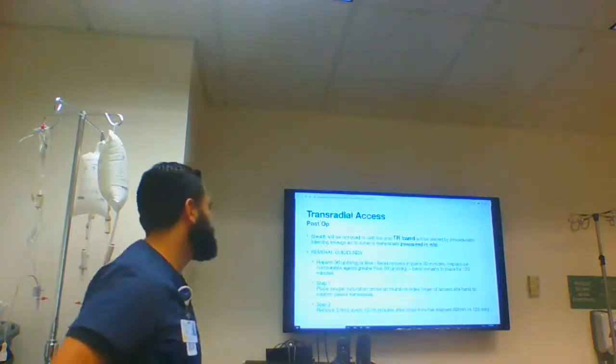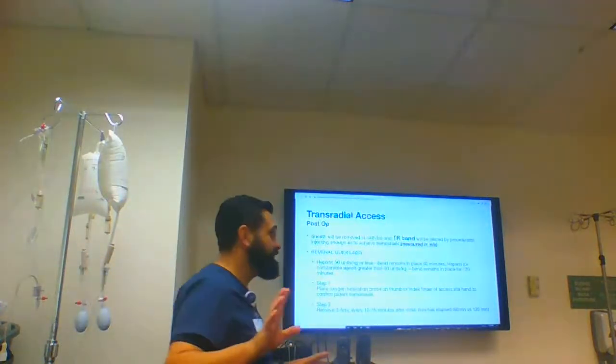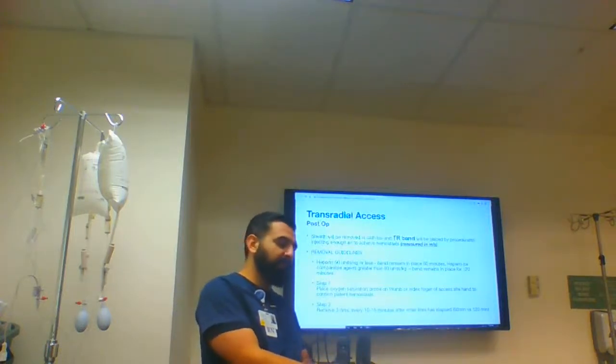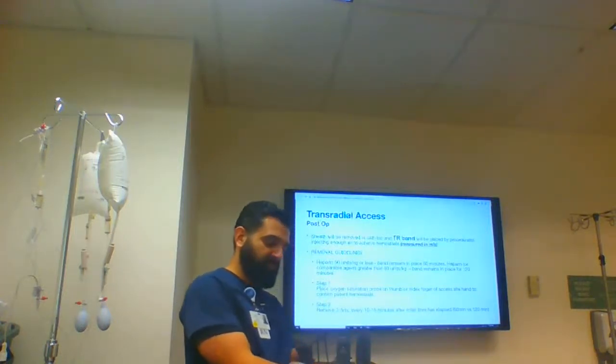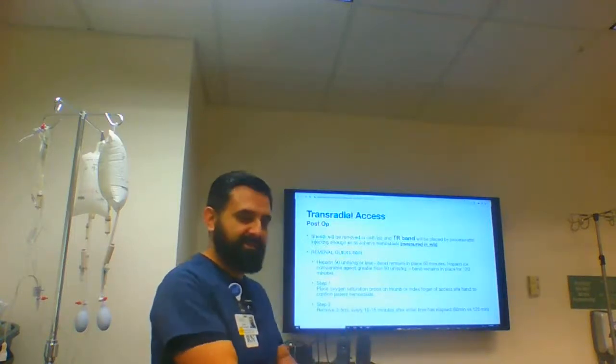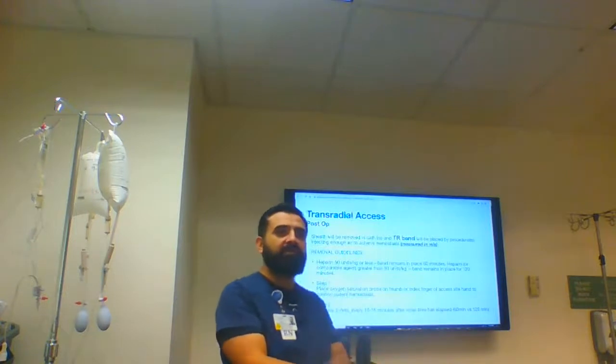Post-op, the sheath will be removed. So the sheath will always be removed in the cath lab. The reason being is that your radial artery is more sensitive. The intima is way more sensitive, and that's why they're talking about radial occlusion, because that's the biggest complication.